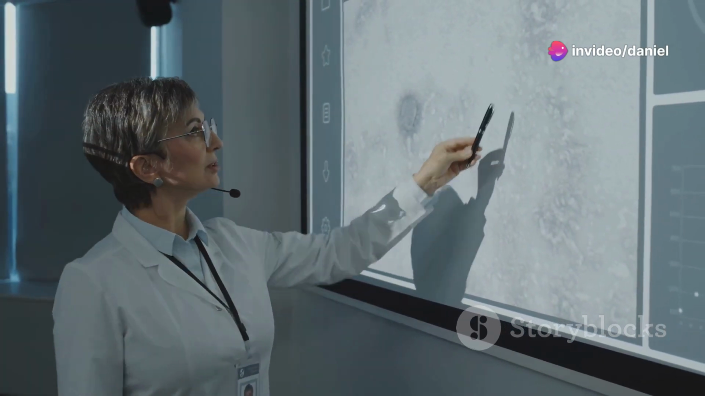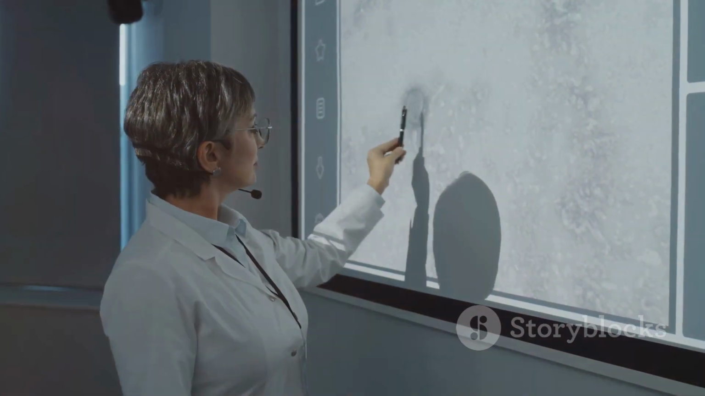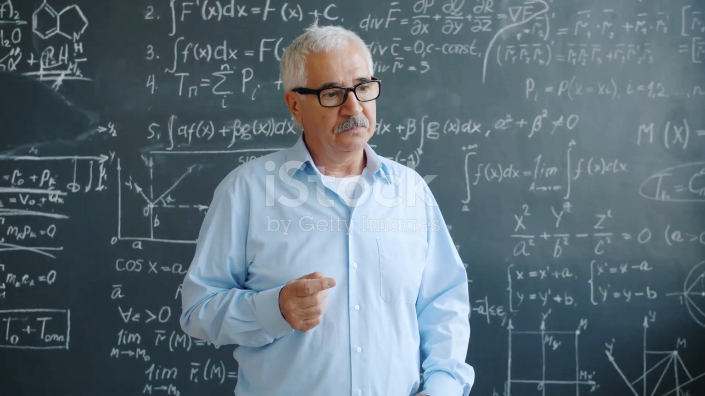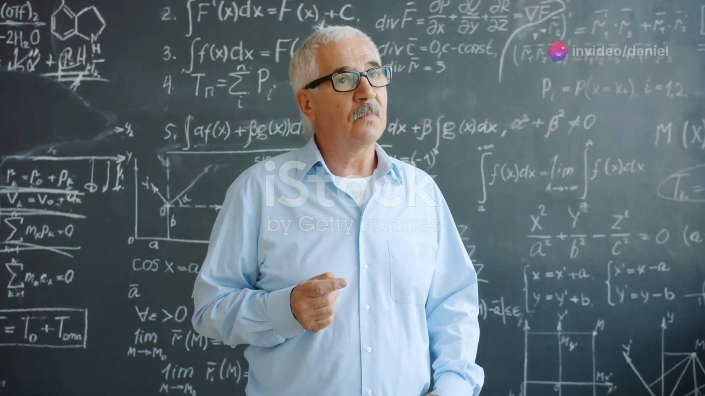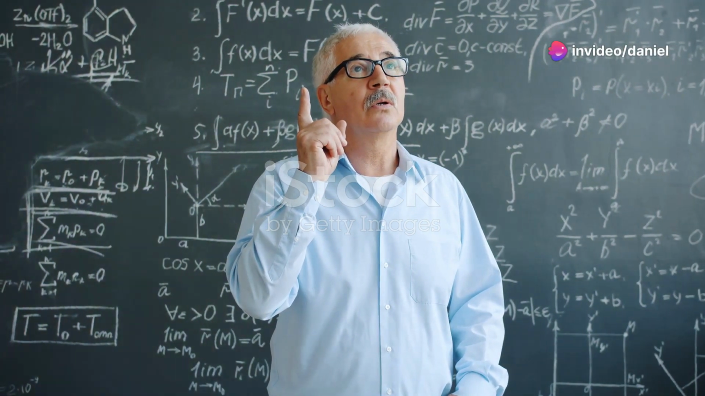Let's delve into the Born rule, a fundamental principle that connects the wave function to measurable probabilities. The wave function itself doesn't give the actual location of a particle, but its square provides the probability distribution of where the particle is likely to be found.